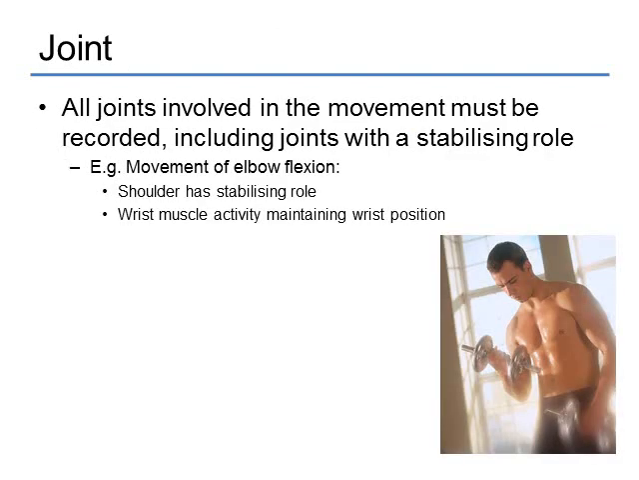The joint is pretty self-explanatory. What all the joints involved in the movement must be recorded. So not just, in this example with the bicep curl, the elbow. You need to consider that the shoulder has a stabilizing role here. Often if they're doing it in front of a mirror, like this guy would be all oiled up, like most people would be doing an elbow curl, probably in front of a mirror with a shirt off like that.